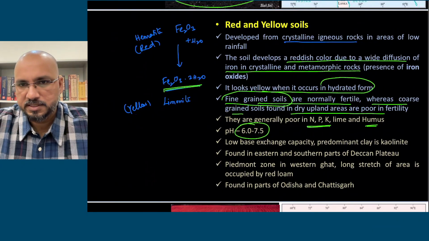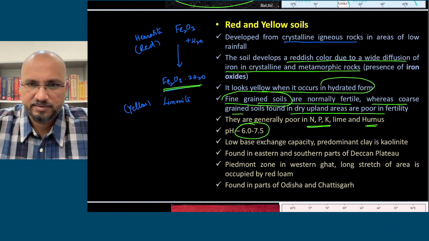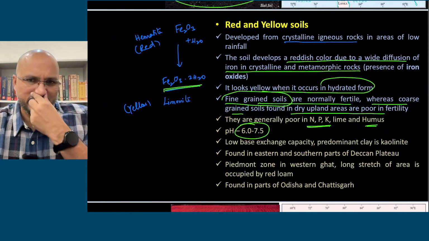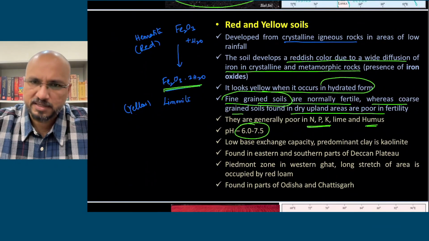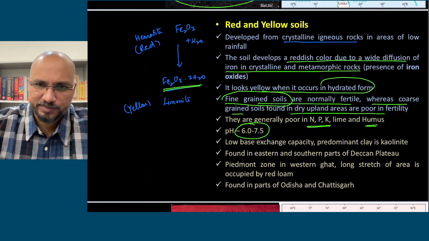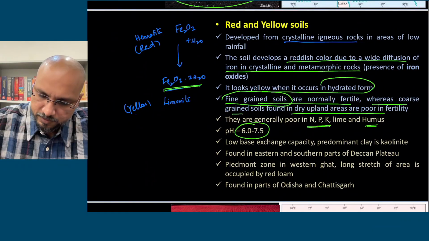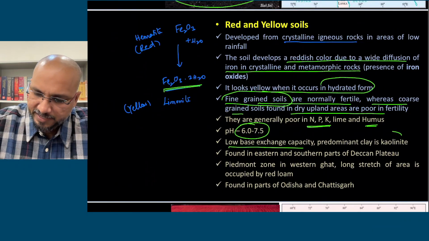pH is 6 to 7.5. It can range anywhere between 6 to 7.5, depends upon many conditions. Rainfall कितना है, parent rock कौन सा है, उन सब पे depend करेगा. So slightly acidic range में तुम बता सकते हो इसको. So low base exchange capacity, predominant clay यहाँ पर kaolinite है.